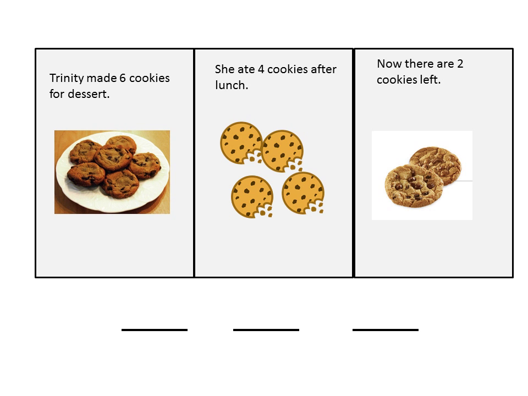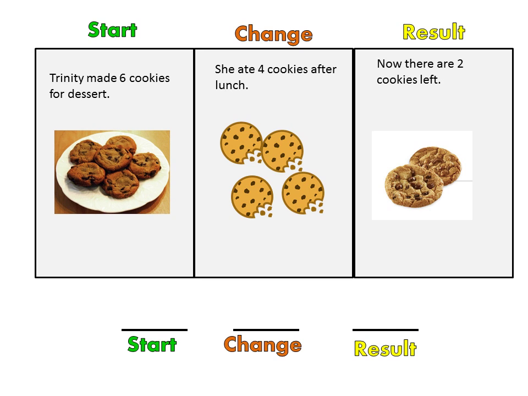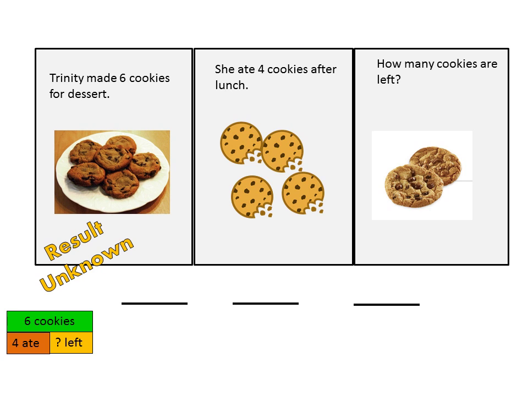What is a separating story problem? It looks like this. Trinity made 6 cookies. She ate 4 cookies after lunch. Now there's 2 cookies left. Remember, we think of beginning, middle, end, but in math we think of, for joining and separating, start, change, result. With a separating story, we are starting with the total amount. How many in all? So we start with that 6. We eat 4, 2. Now, what happens when there's an unknown?